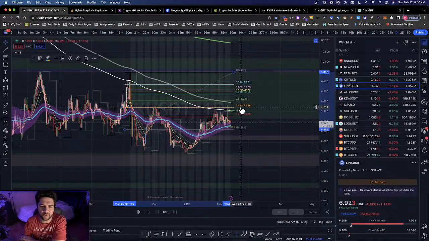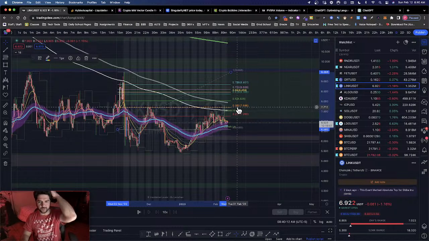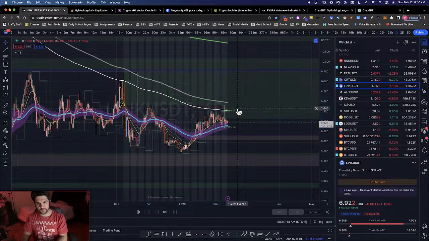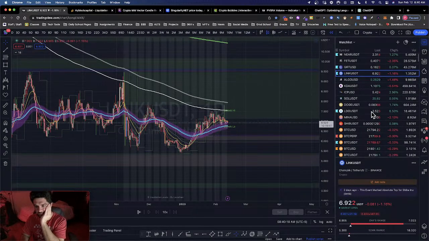Look at the rejection off the 382 on Link, right? That's a really bad rejection. That's their line. We know the market makers love to reject off that and continue down the trend. So Link is bearish. And when Link is bearish, everything is gonna go.